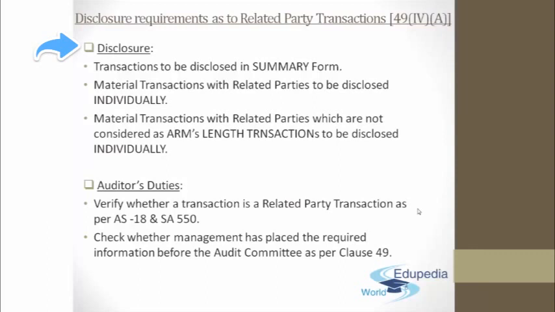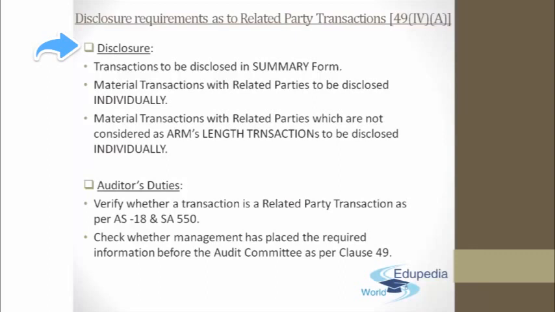And then every material transaction with any party, be it related or otherwise. I'm not talking only about related parties. There could be parties which are altogether unrelated to you. So all the material transactions, either with a related party or with anybody else, which are not considered arm's length transactions, again need to be disclosed individually. Why? Because you have guessed it right: since you are not considering that transaction as arm's length, it needs to be disclosed individually.